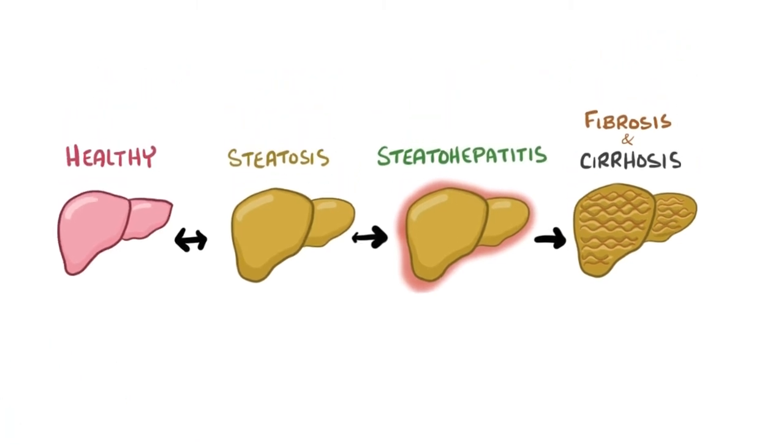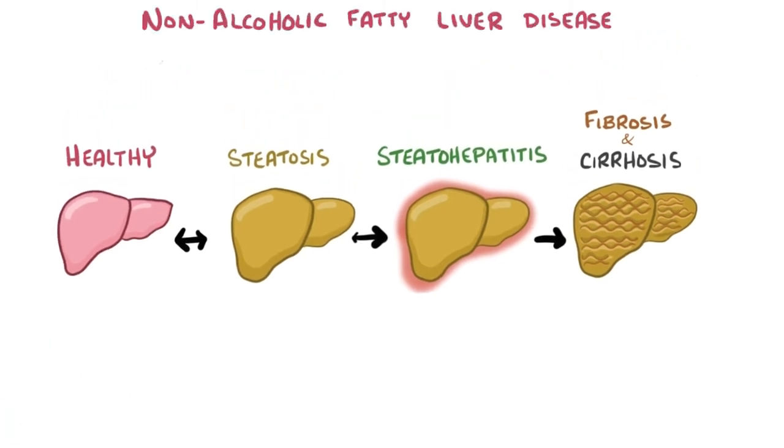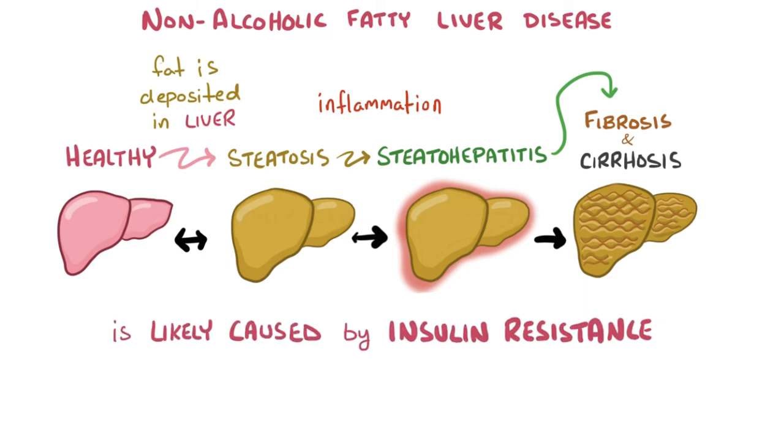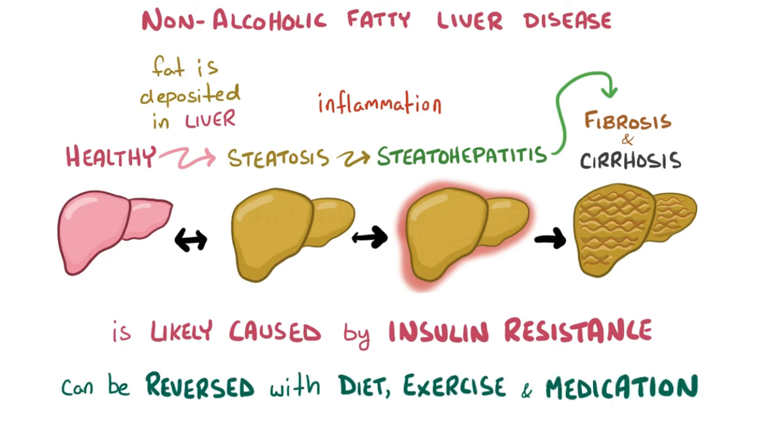Alright, as a quick recap, non-alcoholic fatty liver disease happens when fat is deposited in the liver, a process called steatosis. Inflammation from steatosis can lead to steatohepatitis, and chronic steatohepatitis can lead to fibrosis, and ultimately to cirrhosis. This spectrum of disease is thought to be caused by insulin resistance, and depending on the stage of the disease, it can be reversed with careful attention to diet and exercise, as well as with medications to help control blood glucose levels.